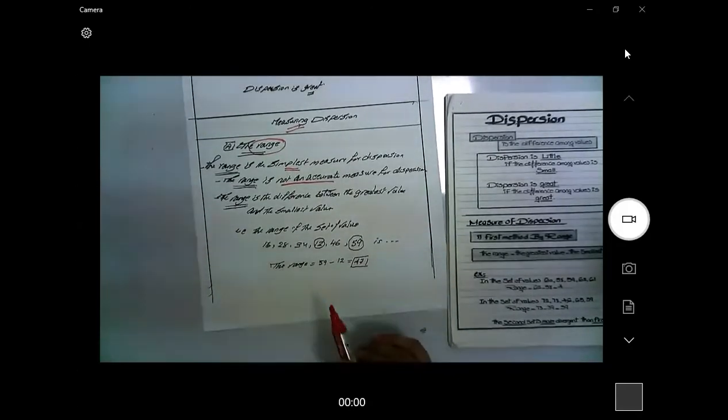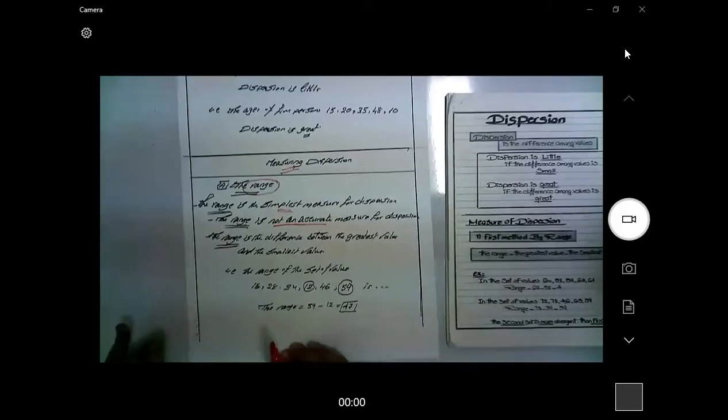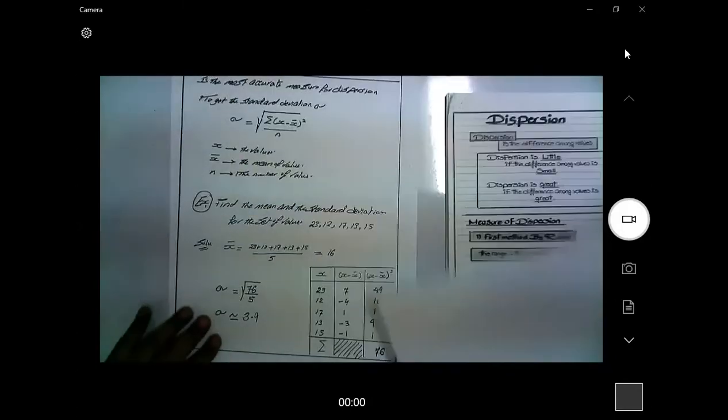The second method for measuring dispersion is called the standard deviation.